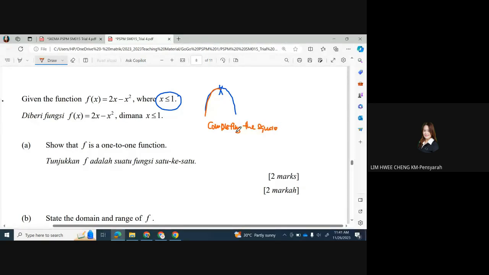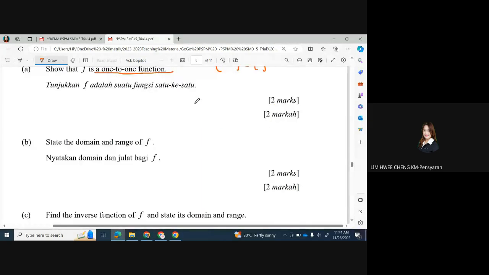Okay, big square minus the small square. Okay, so first of all, saya kena buat completing the square. Okay, the first question, show that f is 1 to 1. So kalau 1 to 1, kalau quadratic, kalau kita buat sketching graph senang sikit lah. Dan kedua, state the domain and range.